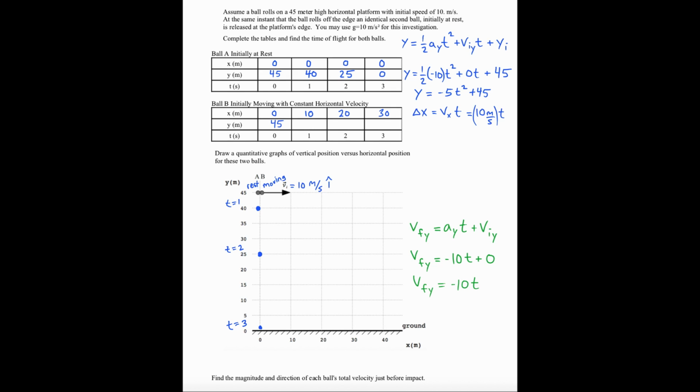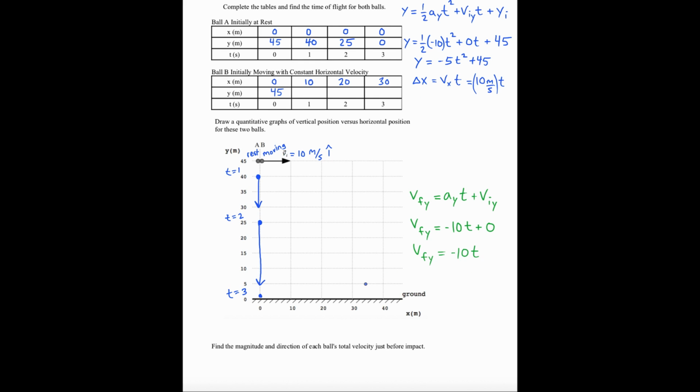So we get negative 10t. This means after 1 second, our ball will be moving with 10 meters per second in the downward direction. So I can draw this. After 2 seconds, we'll be going 20 meters per second in the downward direction. And then right before we impact ground, we'll be going at 30 meters per second.